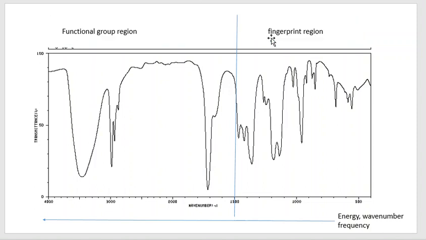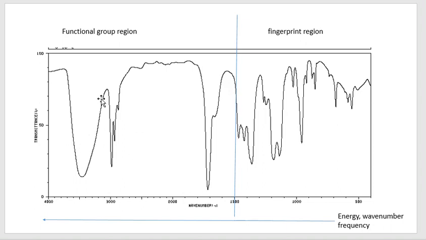As far as the part of the IR that we actually look at, we usually just look at this part on the left where the wave number is higher than 1500. This is the part that tells you what functional groups you have in the molecule. And what we'll see in the next video is which functional groups are indicated by which wave number.